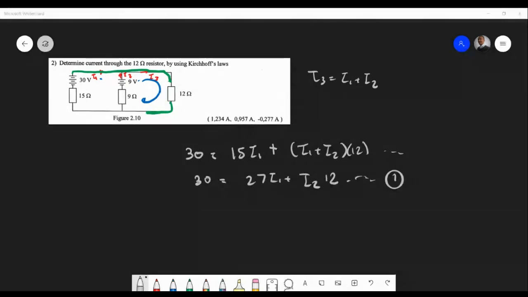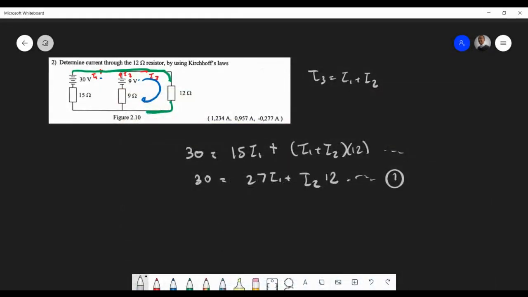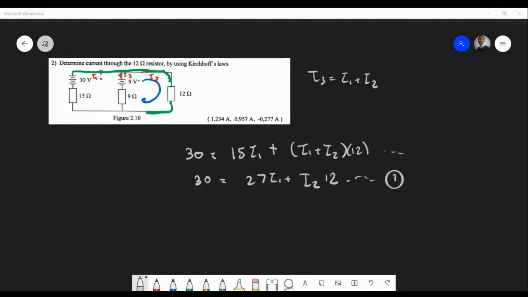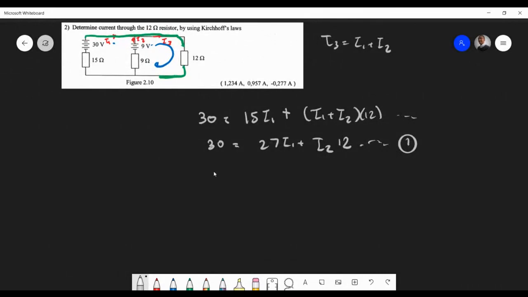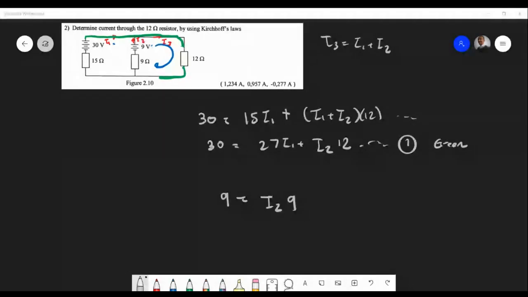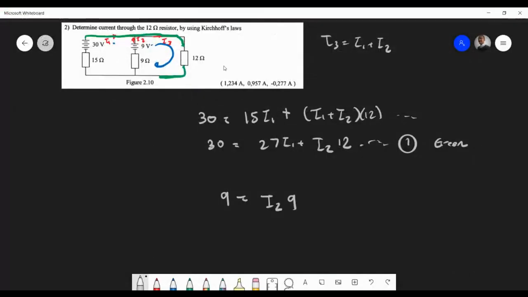Of course, we're looking to solve this simultaneously or via matrices. Is everyone happy with my first equation? Okay, no one's saying anything, so I'll move on. My next loop will be within the blue one, so I'm going to call this the green loop. Then our next one would be 9 volts equals, in that branch, I2 times 9. And then, of course, it's going through plus I1 plus I2, which is I3, times 12.